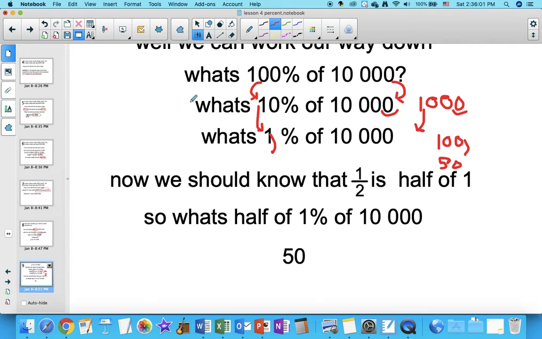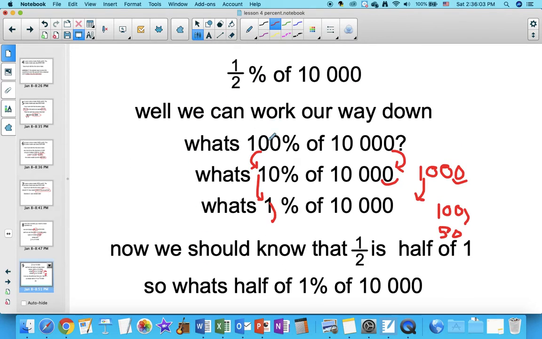Right? So in this case, 100% of 10,000 is 10,000. That's all of it. 10% of 10,000, well, 100 divided by 10 is 10%. So then 10,000 divided by 10 is 10% of 10,000. So I just move the decimal over one spot, which gives me 1,000. So 1,000 is 10% of 10,000.